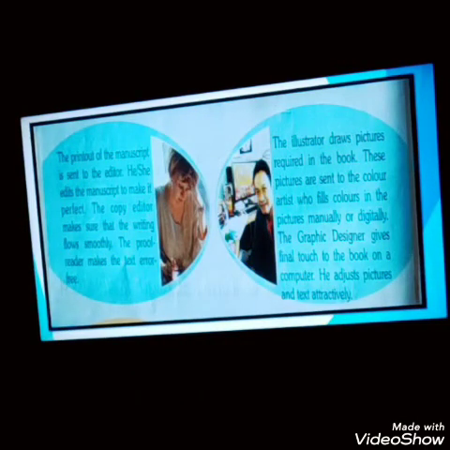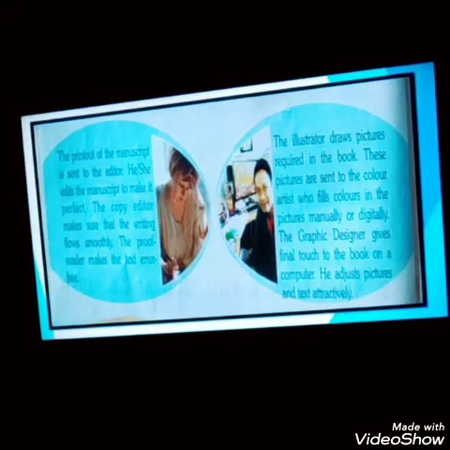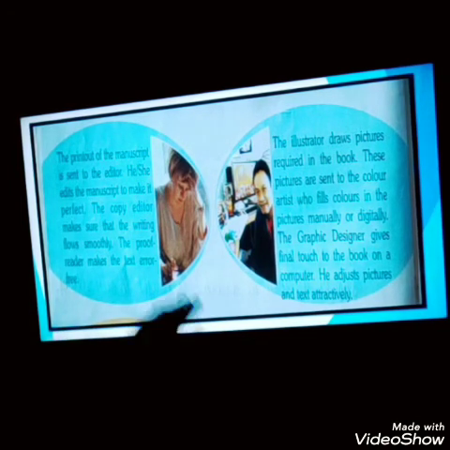The third step, the printout of the manuscript is sent to the editor after typing, so that if there is in case any drawbacks, any spelling mistakes or something, the editors rectify it. Then the illustrator draws the pictures required. Wherever the pictures required in the book to make it attractive, the illustrator does it. The graphic designer gives final touch to the book on a computer.